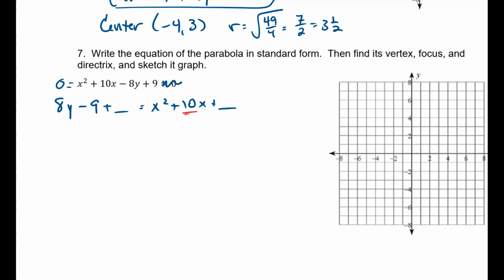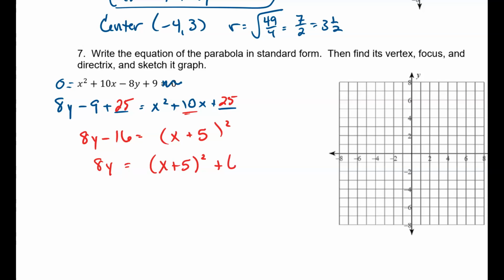So you take the 10, divide it by 2. And the reason why I don't have to factor anything out, my friends, is because x squared is 1 for the coefficient, so we don't have to do anything with it. So we just take 10 divided by 2 is 5, square it, we get 25. All right, so on the left, we get 8y minus 16 equals the quantity x plus 5 squared, because remember, we want that to be in standard parabola form. So now we just have to get y by itself. So we go 8y is equal to the quantity x plus 5 squared plus 16.